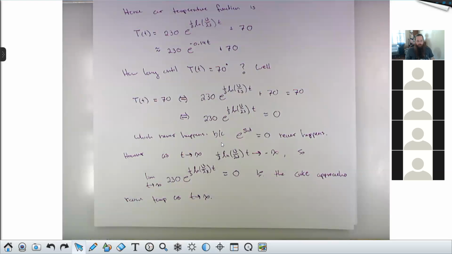Questions on this or the last example? Professor, what did you put e to when it says which never happens? It's e to some... just the word, S-H-I-T. Okay. Sorry. Okay.